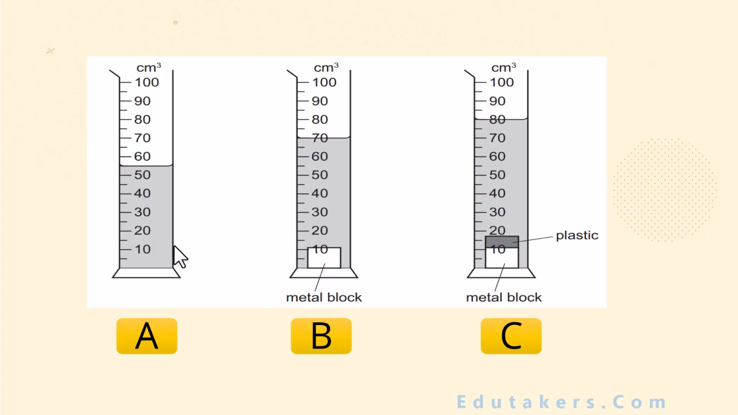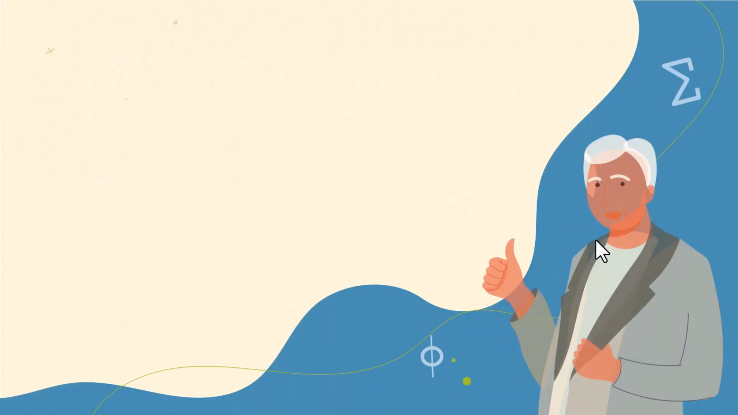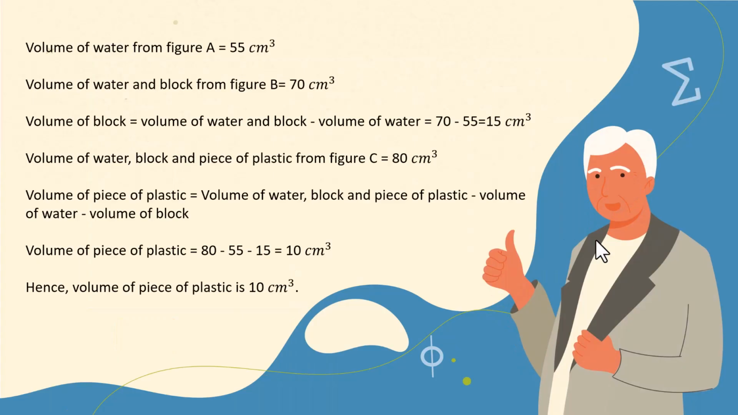Here in figure A, you can see that the volume is basically 55 cubic centimeters. In figure B, the volume of the liquid and the metal block is 70 cubic centimeters. In figure C, the volume is 80 cubic centimeters. Now you need to find out basically the volume of that plastic. How can you find out the volume of that plastic?